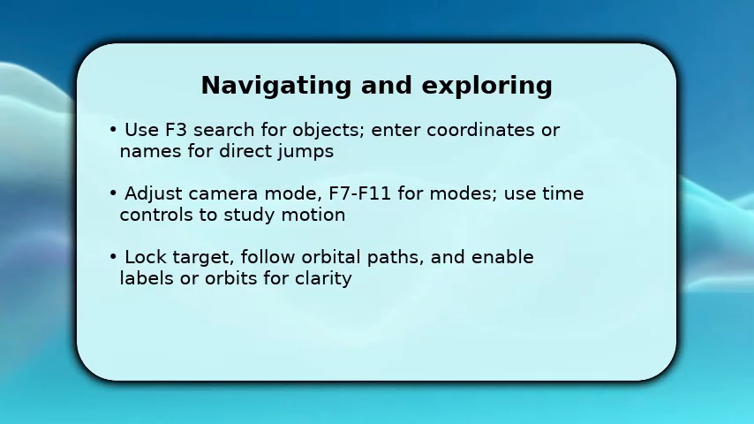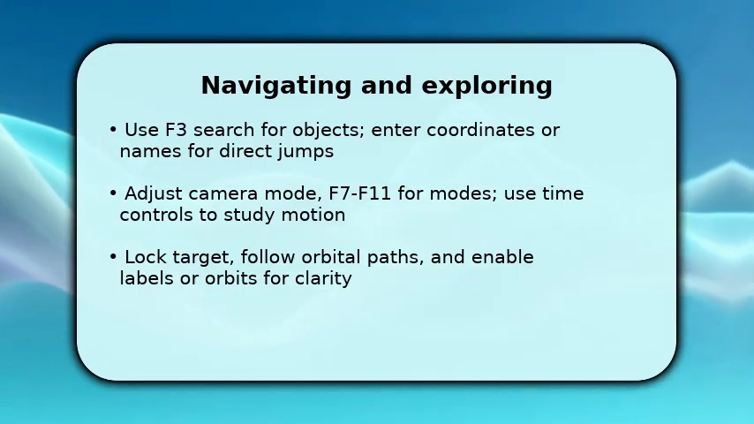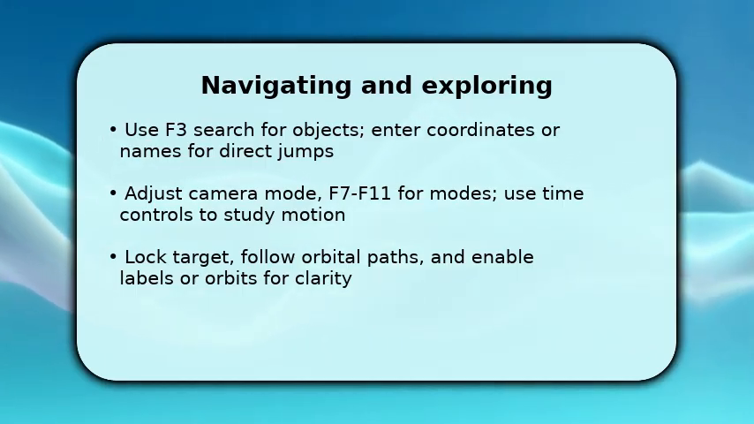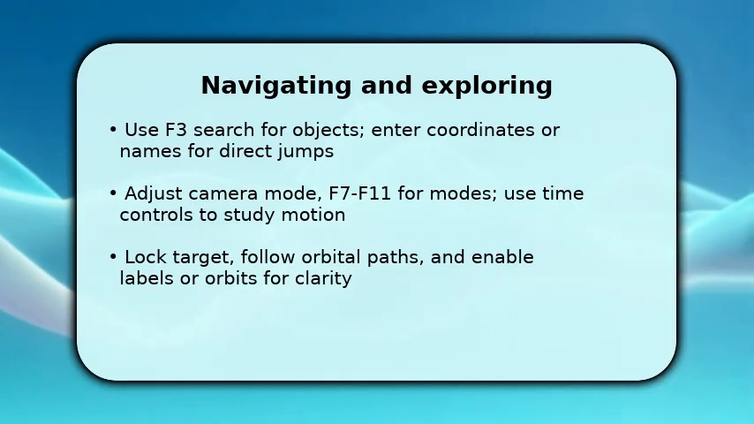Use the search F3 to jump to stars, planets, or precise coordinates. Entering values gives exact placement. Once there, switch camera modes and probe modes to move smoothly. Camera speed and orientation determine whether you orbit or flyby.